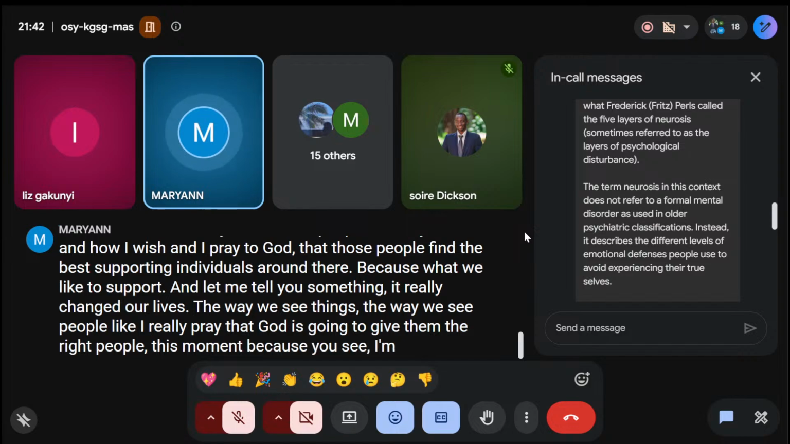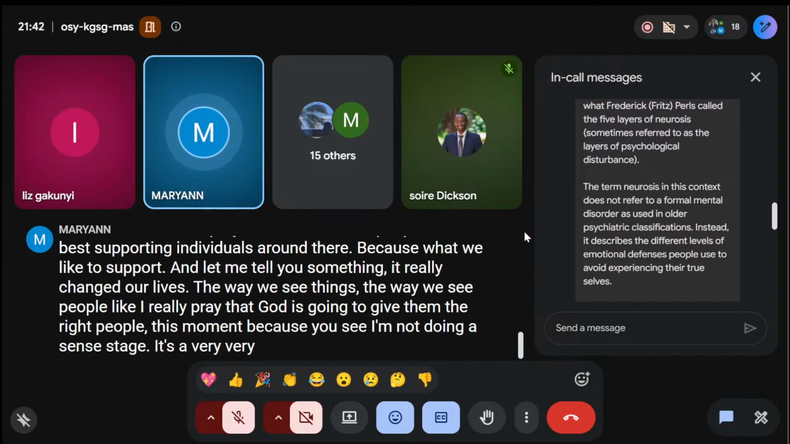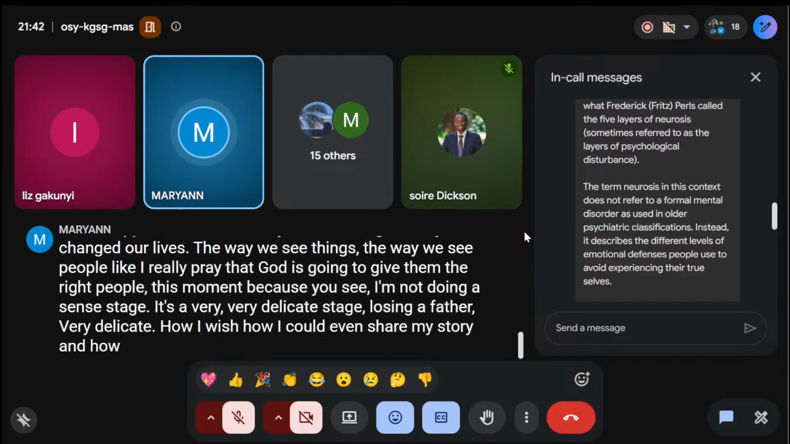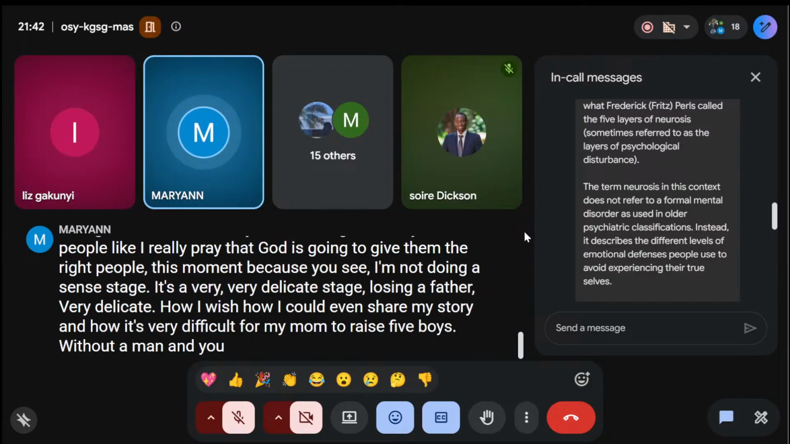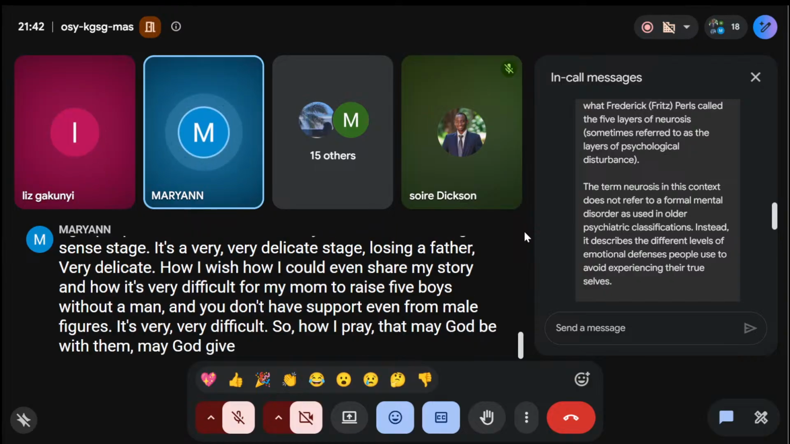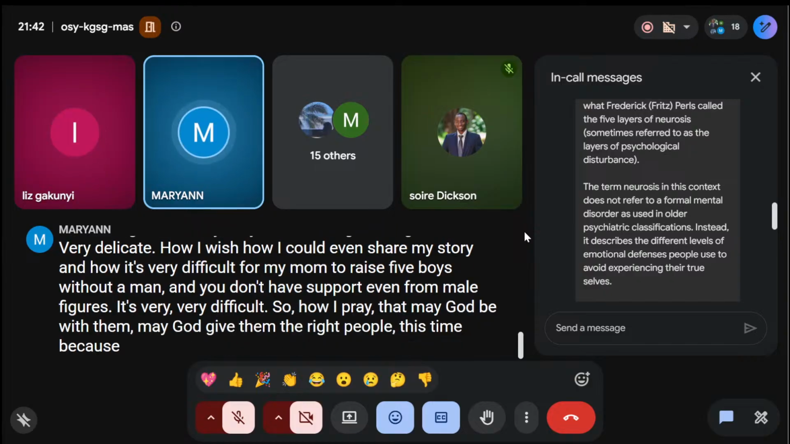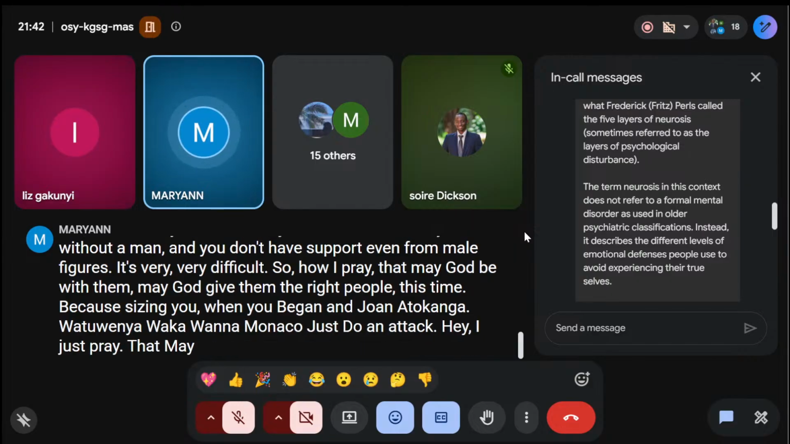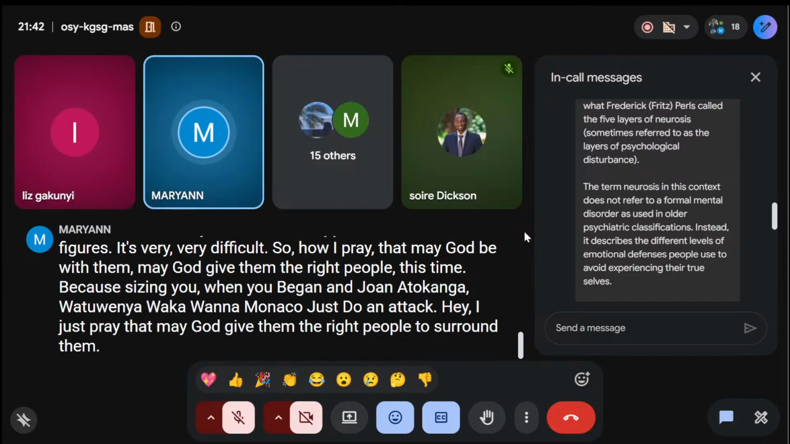Because you see, the adolescent stage is a very, very delicate stage for losing a father. Very delicate. How I wish I could even share my story, and how it's very difficult for my mom to raise 5 boys without a man, and you don't have support even from male figures. It's very, very difficult. So I pray that may God give them the right people this time. I just pray that may God give them the right people to surround them. Thank you.